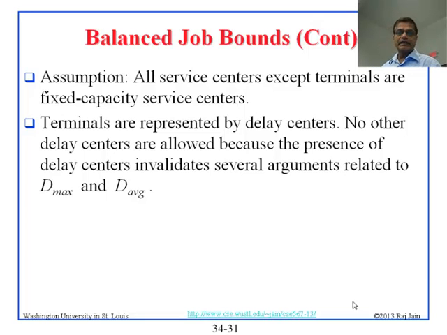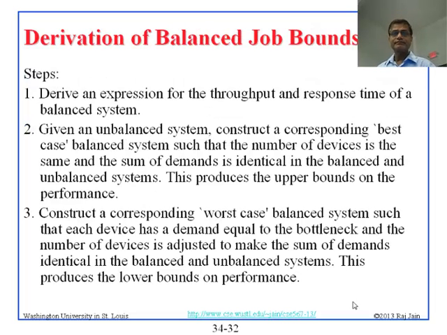Basically, the assumption is that all service centers except the terminals are fixed capacity service centers. So that is one thing which is assumed. Basically, it assumes the central server model that we talked about earlier. And the terminals are represented by delay centers, just like we talked about for the central server model, and there are no other delay centers. This particular expression has been derived for the central server model. If you have a different model, then you will probably have to derive something different, and we will show you how to derive these things. The derivation is 3 steps.